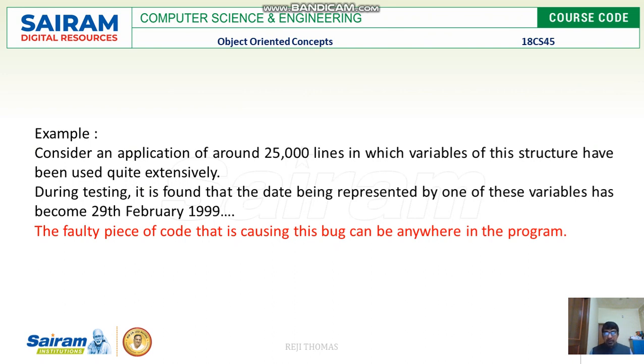If you take an example of an application program where we have 25,000 lines, and somewhere you have committed a mistake, you try to modify some variable, which is going to create a bug, which is going to throw an exception, you will find it very difficult to find the faulty piece of code that is causing the bug.